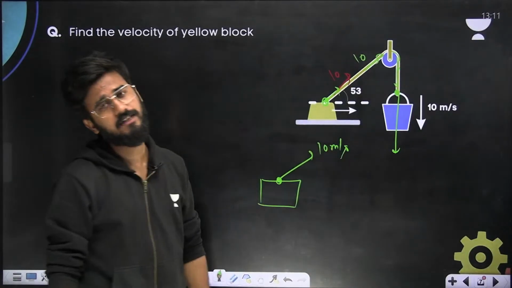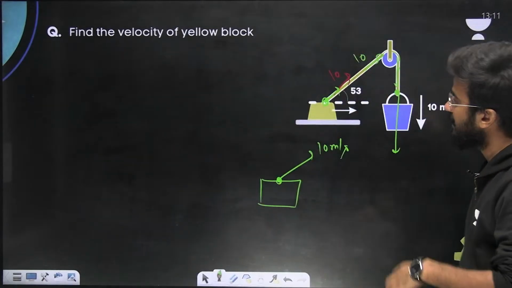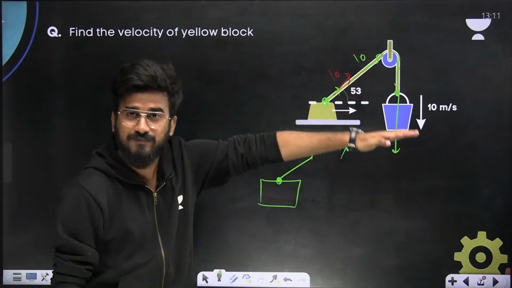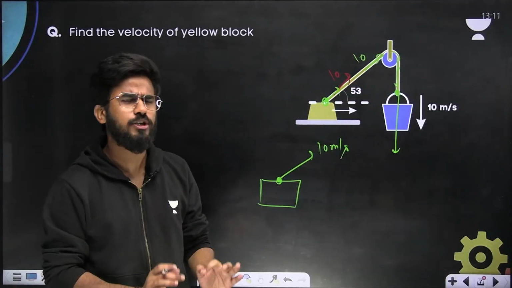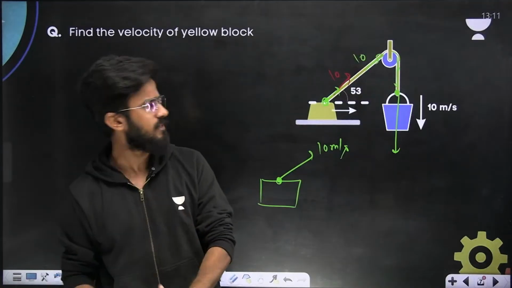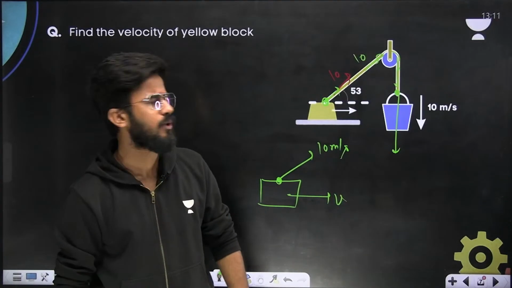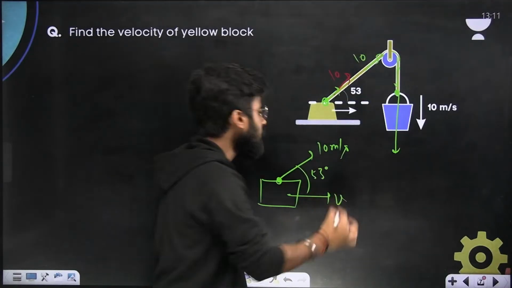But the block has a constraint. Now there comes constraint motion. That block is not moving in this direction. Block is moving in this direction. That's why we'll say that the velocity of this particular block, let us say that is v in this direction, that we have to find in this particular question. Okay, now this angle is 53 degrees.